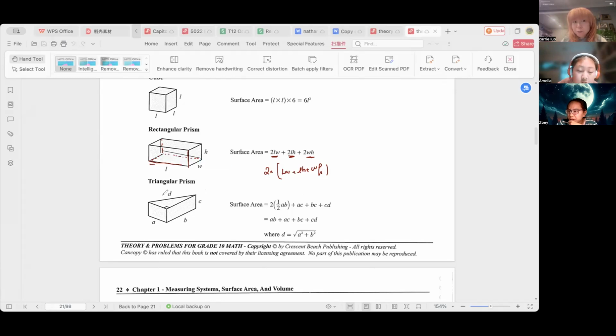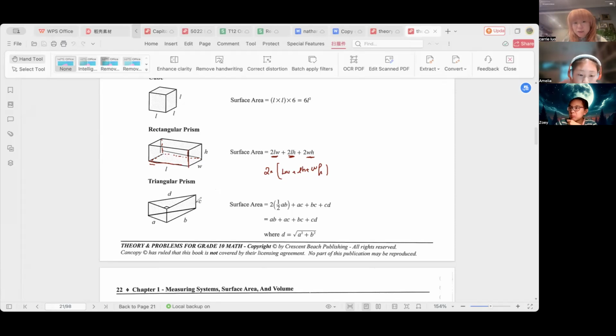So for the triangular prism, it's a different one, right? The basic shape is a triangle, right? So it actually comes up with 1, 2, 3, 4, 5. Thank you very much, Zoe. So altogether there are actually 5 sides, right? There's only one set that are the same, which is front and bottom, but all of the others are different. So let's take a look at this one.